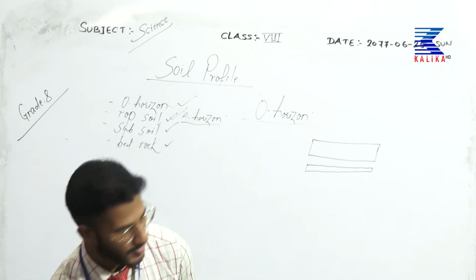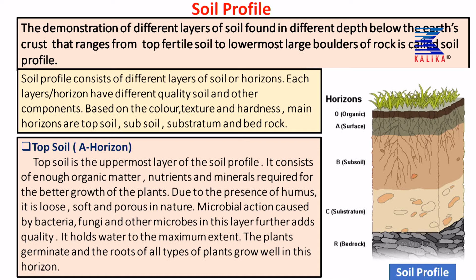You can see the screen, please. In the screen, just below the O horizon, I have just moved my cursor. You can see this is A horizon, right? This is also black and dark in color due to the mixing up of a large amount of humus and organic material. And because this layer is loose and has high water retaining capacity, plants grow very well there, and almost all types of plants project their roots to this layer.